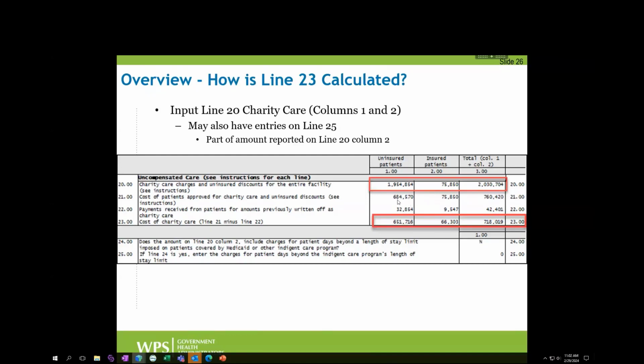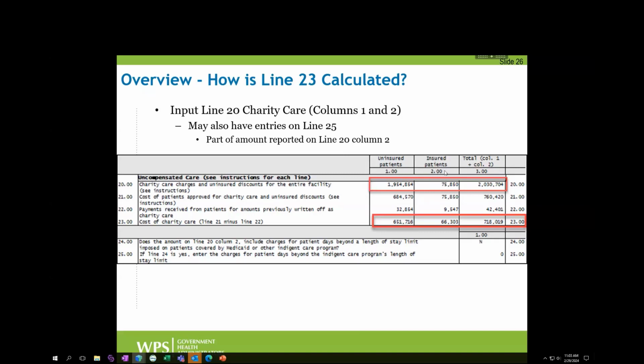So we have that cost, but notice for column 2 in this example, there was no reduction. In most cases, there's not going to be a change because if these are co-insurance, deductible, or copay, they're not charged, so there's nothing to reduce by a cost to charge ratio. That's, again, in most cases.